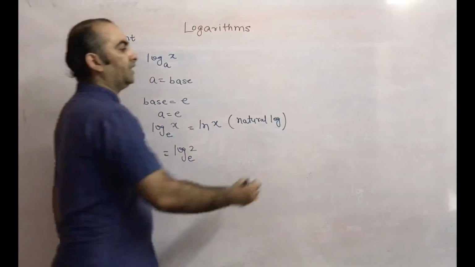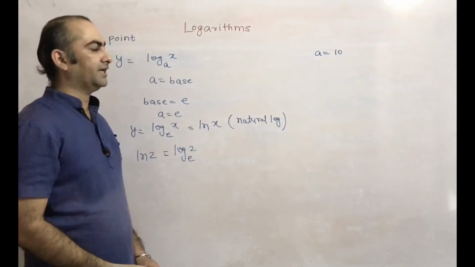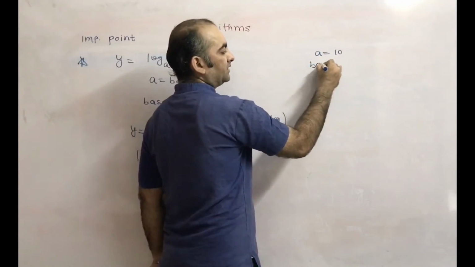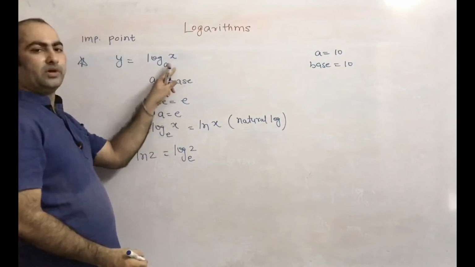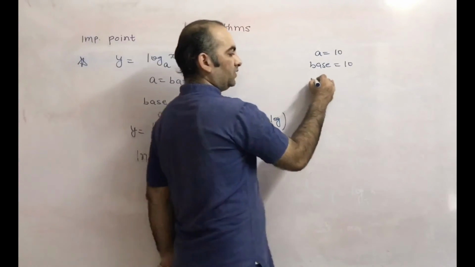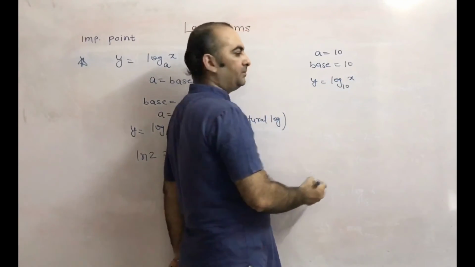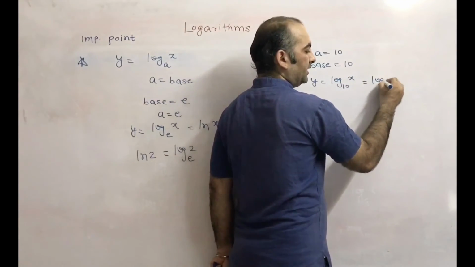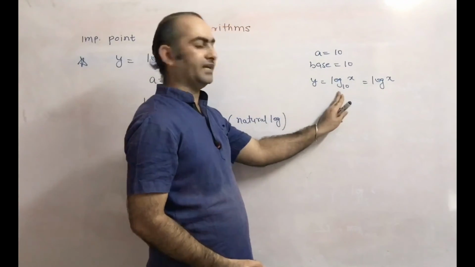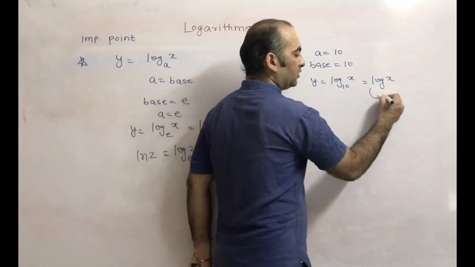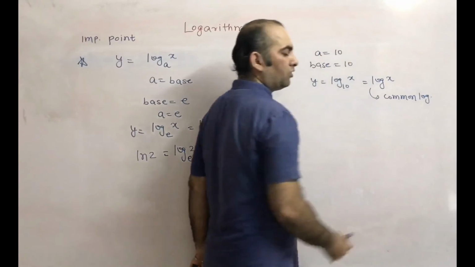Second thing is what? If I take a value as 10, that means the base is 10. Then what will come? Y equal to log x to the base 10. This one we can represent by log x. So log x means the base is 10. This is called common log.